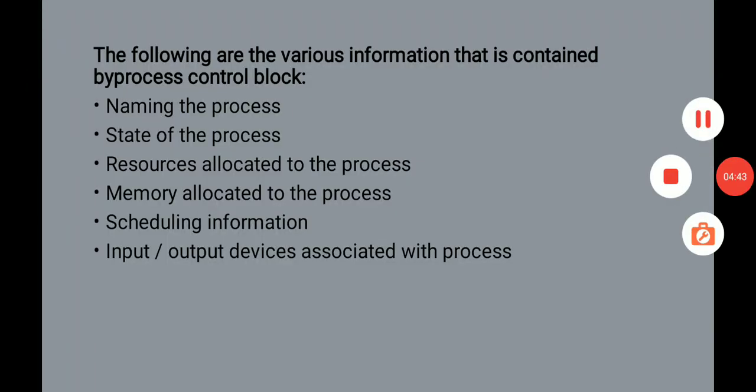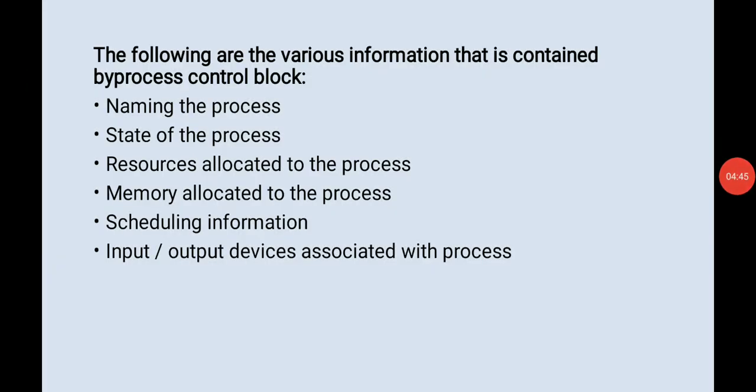Okay, so what is the various information that is contained by the process control block, right? Naming the process, state of the process, resources allocated to the process, memory allocated to the process, scheduling information, input output devices associated with the process, right? All this information will be contained in the PCB: the name, the state, the resources, the memory required, the scheduling information, the devices associated with them. Everything about the process will be in the PCB.